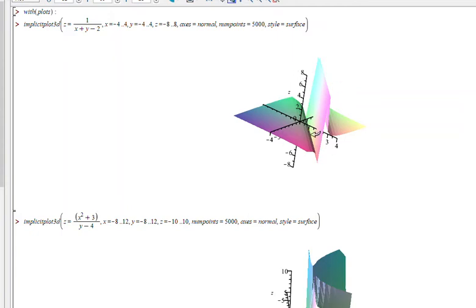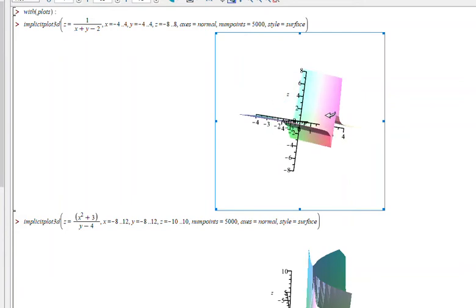A couple things about this graph. First of all, if I kind of look at it, side view here. This vertical line here is actually non-existent. It's like an asymptote.